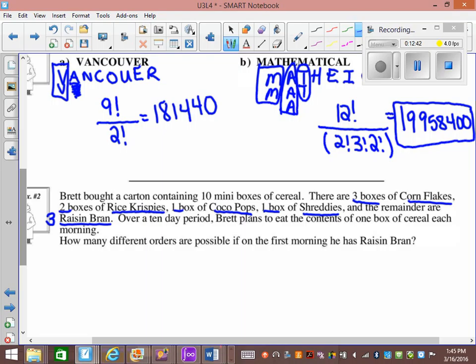Now, you cannot tell the difference between the boxes of Raisin Bran. They are Raisin Bran. Maybe they have a few more raisins, but you don't know. You're not going to count them. Okay? Don't fight it. They're the same.